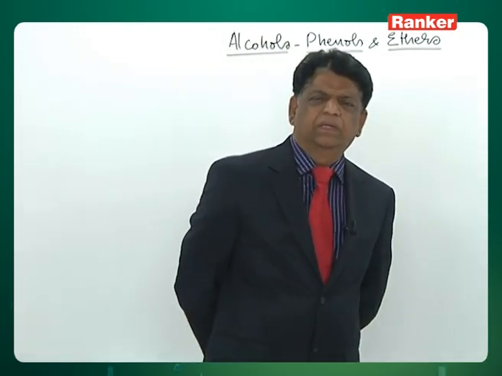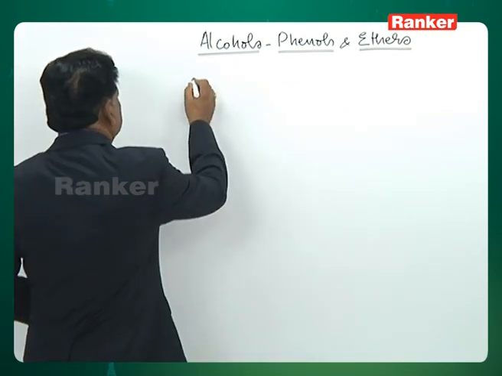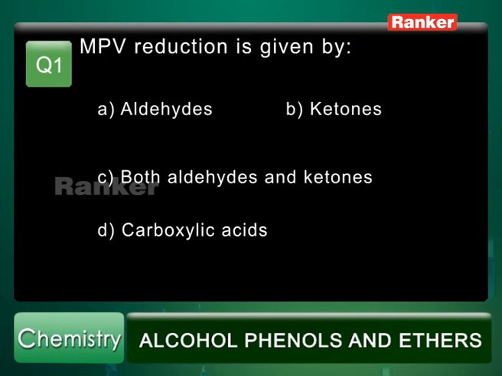So let's go for some of the questions which are expected and important questions from the topics of the alcohols, phenols and the ethers. Question 1: MPV reduction is given by. So in the MPV reduction we are going to prepare the alcohols, right? So which compounds are giving?